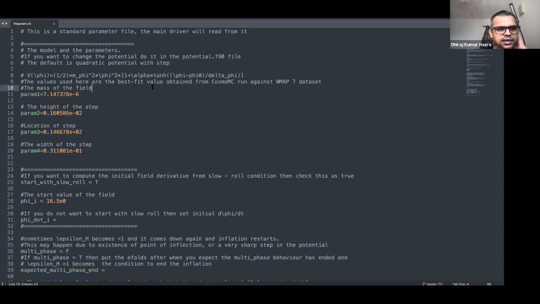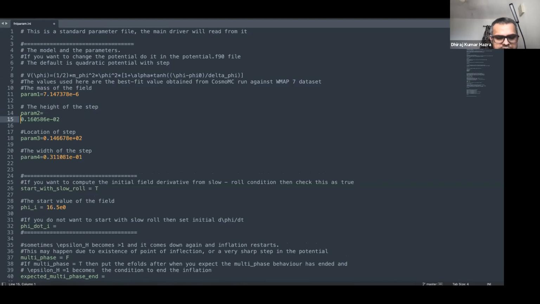So I am in Sublime, I think. Here the syntaxes are highlighted, as you can see. So param 1 is the mass parameter, of the order of 7 × 10⁻⁶ in the Planck unit. If I just want to work with the M square phi square model, I just have to comment out this part and put it zero. As you can see, if alpha equal to zero, then whatever is there in the other part doesn't matter. So M square phi square times 1 + 0. So it is just the M square phi square model.